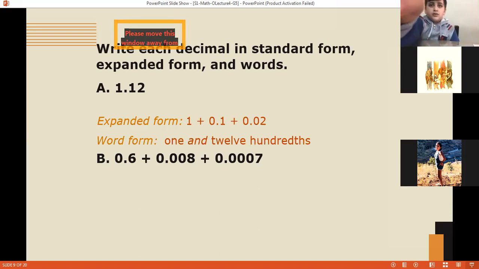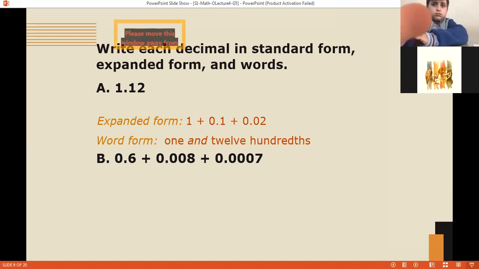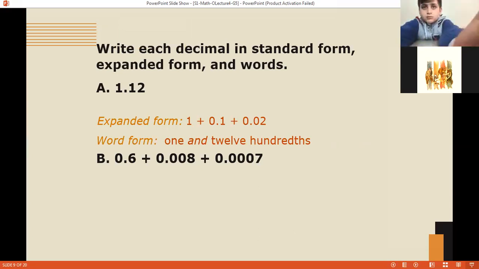Now we have 0.6 plus 0.008 plus 0.0007. Malak? Yes. Can you give me the standard form of this expanded form? Okay. Zero point. 0.6. Yes, then?